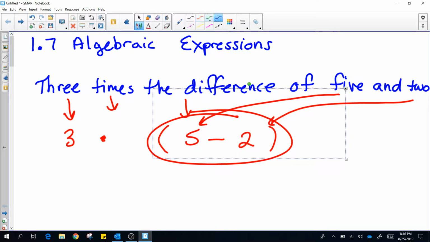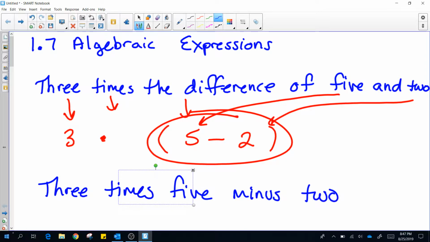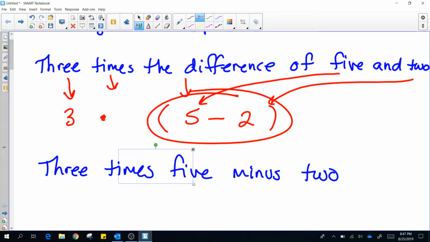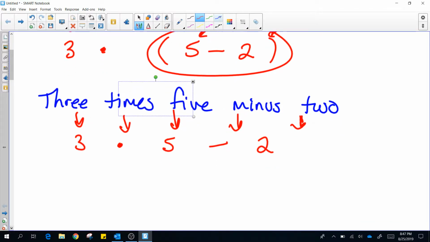Whereas if I said something like 3 times 5 minus 2, now I'm not doing the quantity, I'm doing 3 times 5 minus 2. And it really affects my order of operations here. So we have to really pay attention to our wording and if it's a quantity or if I'm just writing it as is. Okay, so let's do a couple examples of those and then we'll do some evaluating.